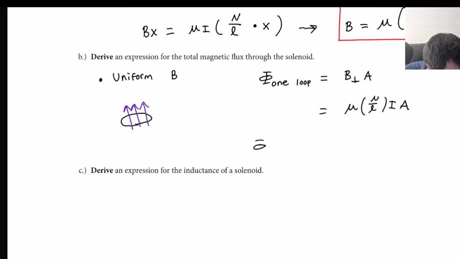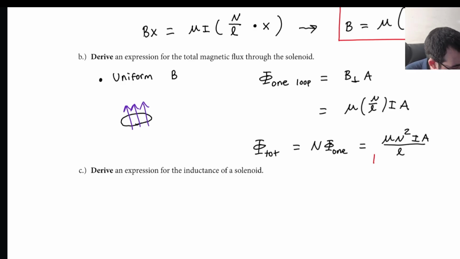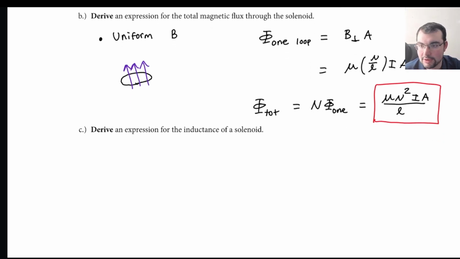So for our total flux, we just have to attach on another factor of n. So we just get mu n squared IA divided by L. Okay, and as expected, the total flux does depend on I, so it's going to cancel now.